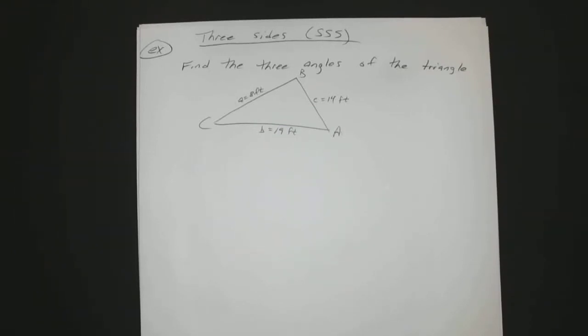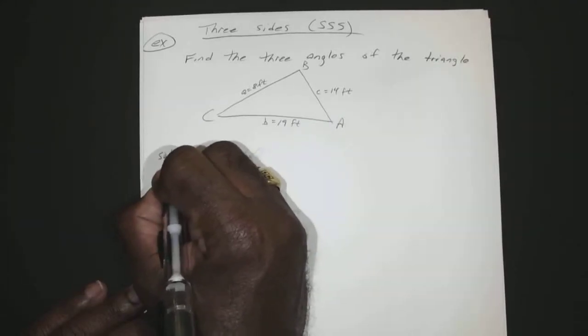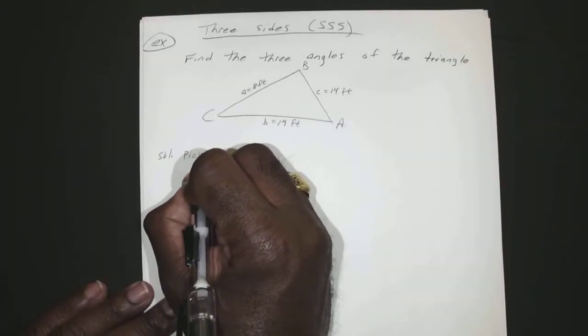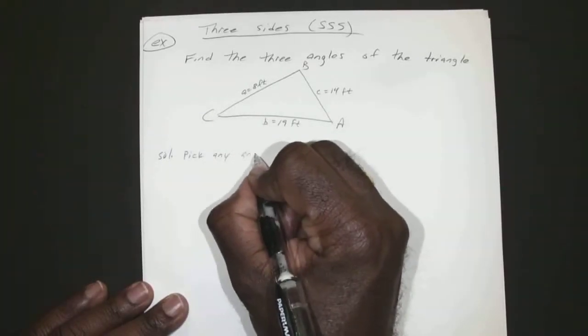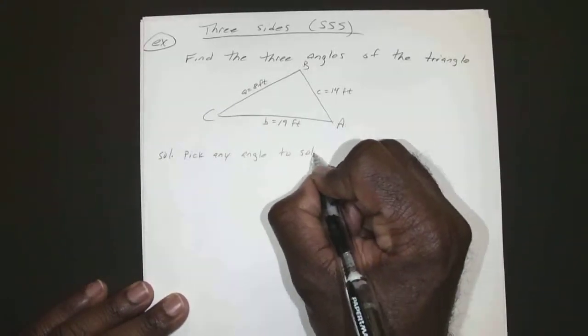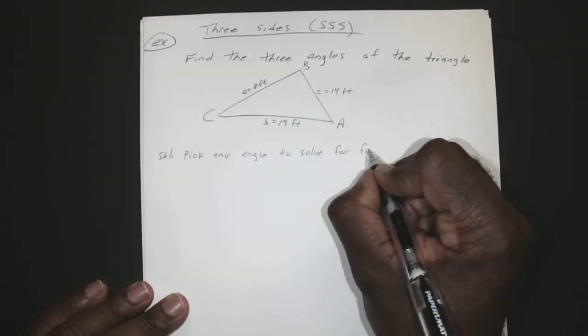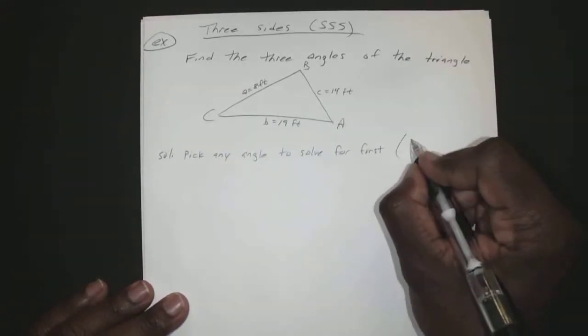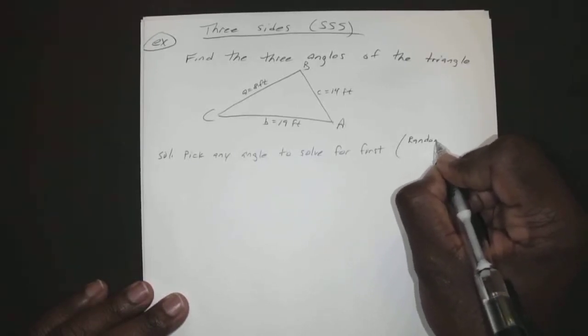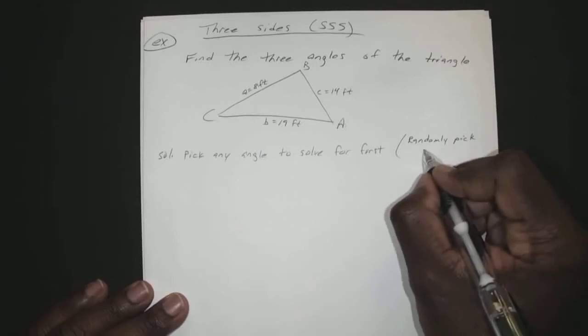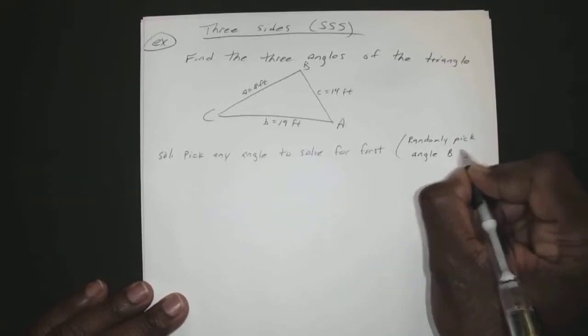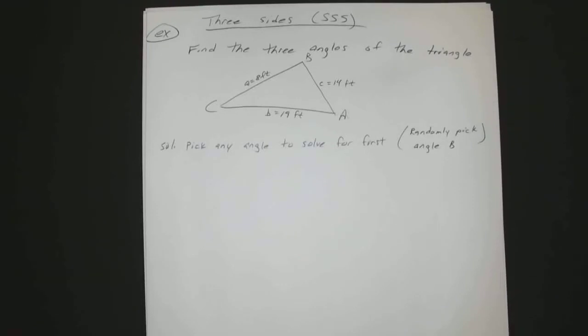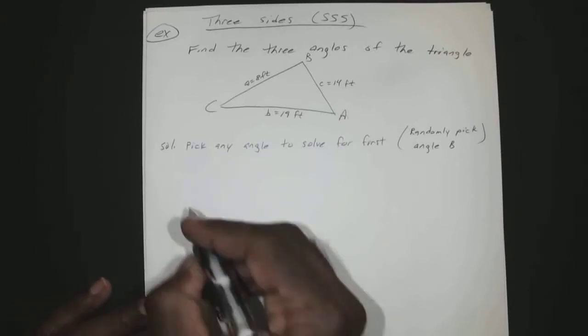Okay, so let's say for the first we'll solve for angle B. You can pick any angle to solve for first. So pick any angle to solve for first, and I just randomly pick angle B. So to solve for angle B, I'll use the B squared law of cosine.